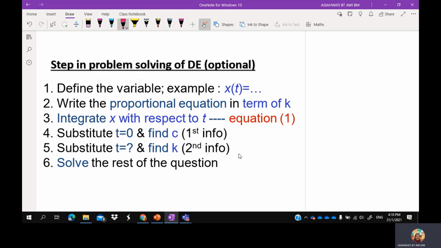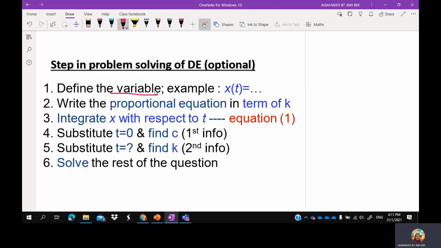Okay, here are the steps in solving problems of DE. This is only a guideline for you to tackle the application of DE. First thing, when you read the question, define the variable. Example, something x, a function of t, time, involving time.